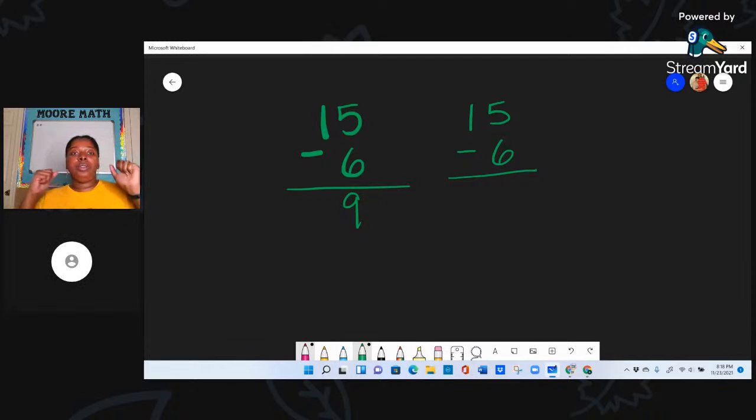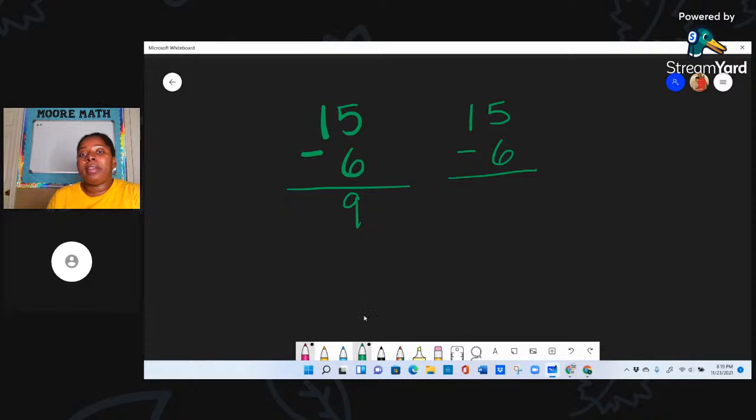So again, you can say 14. What's next if we're counting backwards? 13, 12, 11, 10, 9. Okay. So you're doing 6 fingers because it says 15 minus 6. So you're going to do 6 fingers and then just like you did, 14, 13, 12, 11, 10, and then the answer is 9.